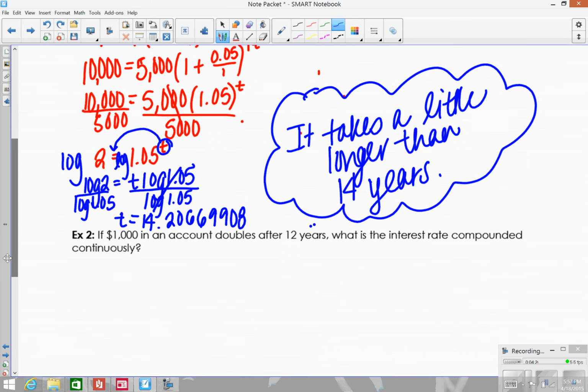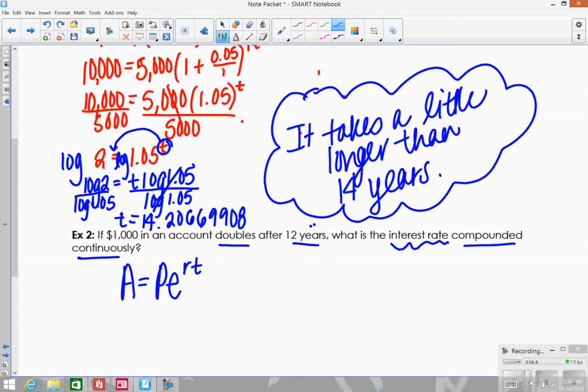So then example 2, same idea. If we start with $1,000 in an account and it's going to double after 12 years, we want to know what interest rate this account has to have if we're compounding the interest continuously. So remember, whenever it's compounded continuously, that's our PERT formula. A equals P times e to the rt. And again, we're trying to double the money. Since we're trying to double the money, A is $2,000 since we're starting with 1,000. So $2,000 in for A. The principal is the amount that you start with, which is 1,000.